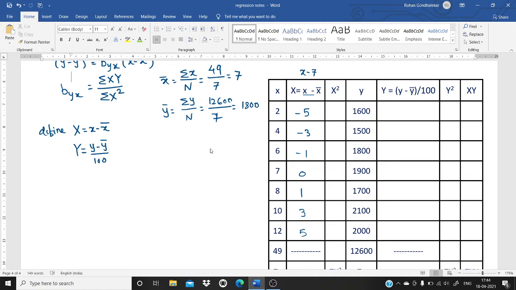Fine. Now go on, take their squares. So this is 25, 9, 1, 0, 1, again 9, and again 25. So get the summation of x square. Summation x square would be 25 plus 25, that is 50. 50 plus 9 is 59, plus 1 is 60, plus 10 gives me 70.